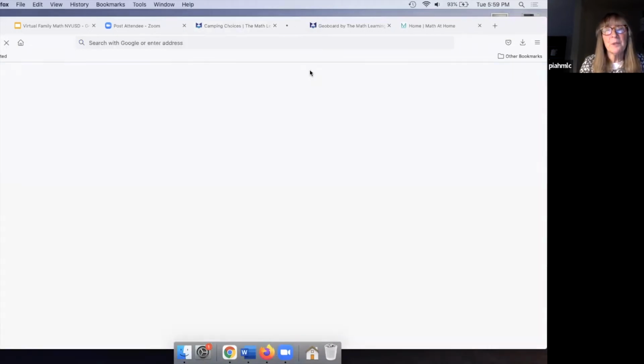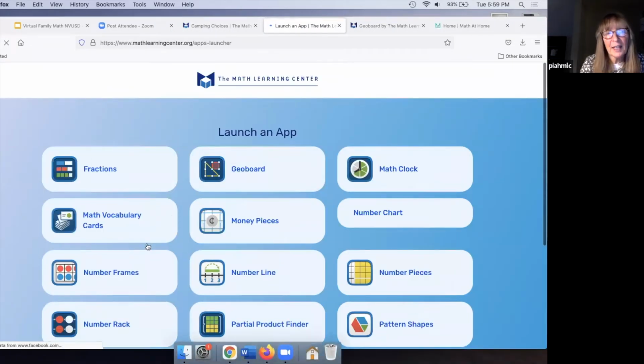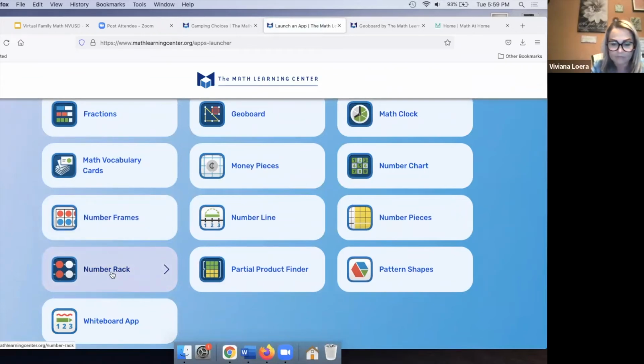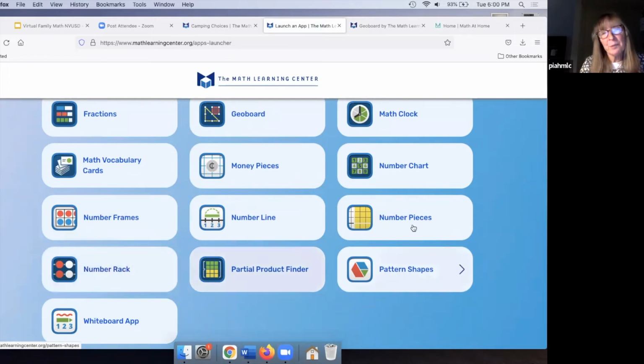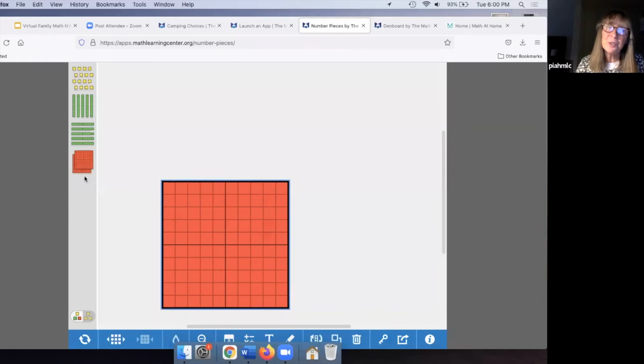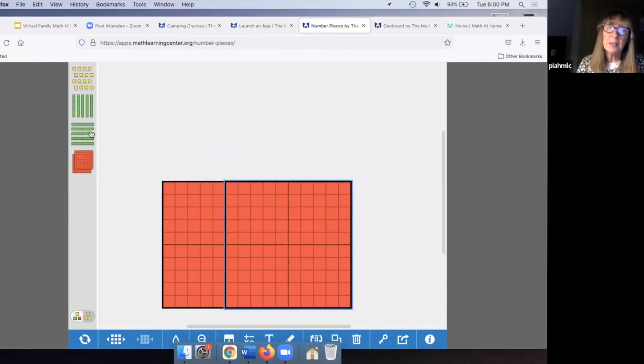So, if I were working on multiplication facts, I would probably love the number rack, right? That we modeled with the 5 and the 2 for groups of 7. So I would probably use that for multiplication. If I was working with a student on addition and subtraction with hundreds, tens, and ones, I would probably want to use the number pieces because that would help with place value.